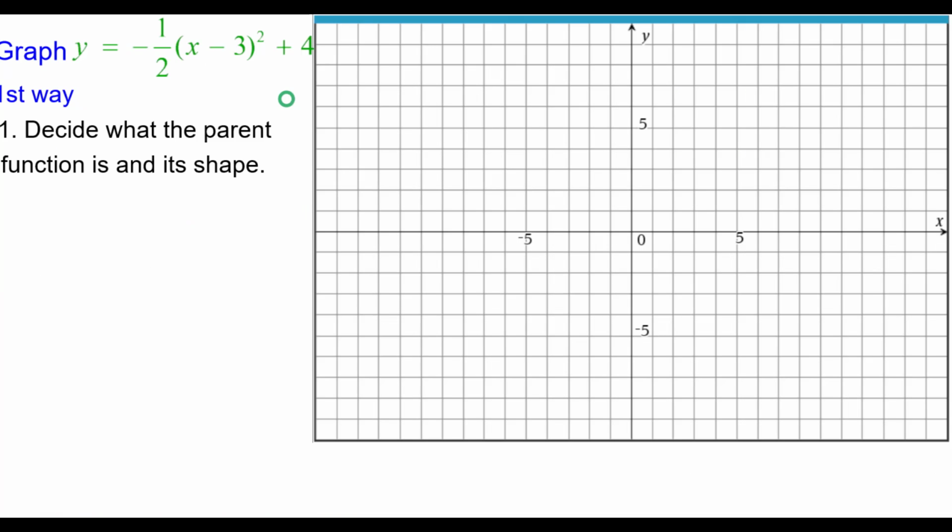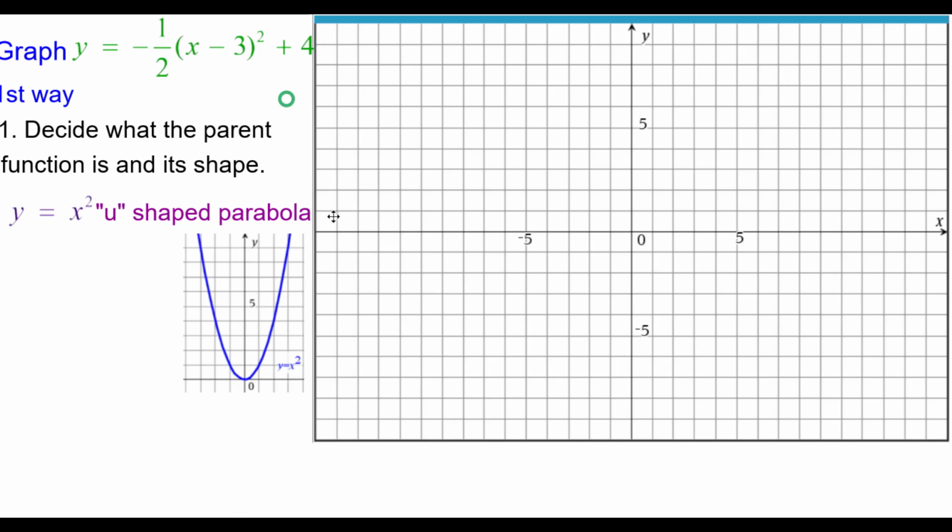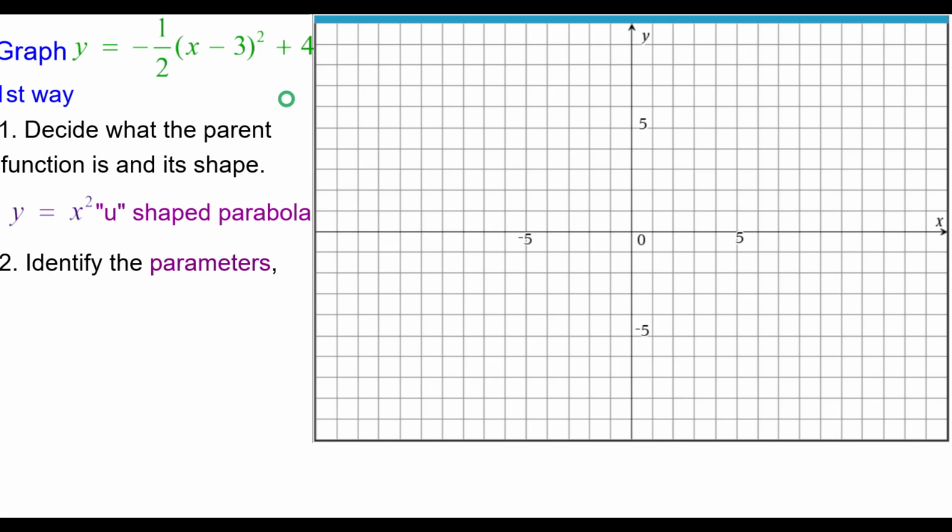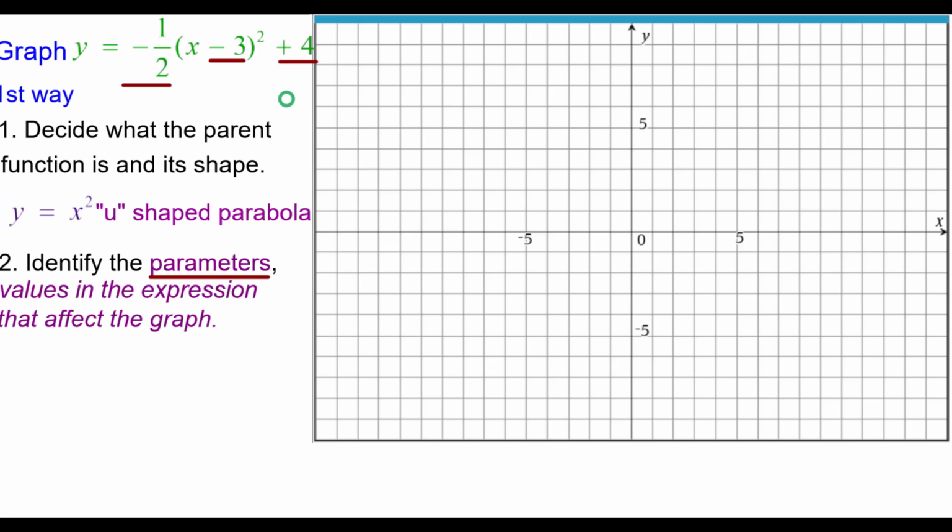The first way, we first need to decide what the parent function is and its shape. So the parent function is y equals x squared, and it's a U-shaped parabola. This is our parent function. I'd like you to picture that in your mind while we're doing this. Identify the parameters, and that means the values in the expression that affect the graph. There are three parameters here.